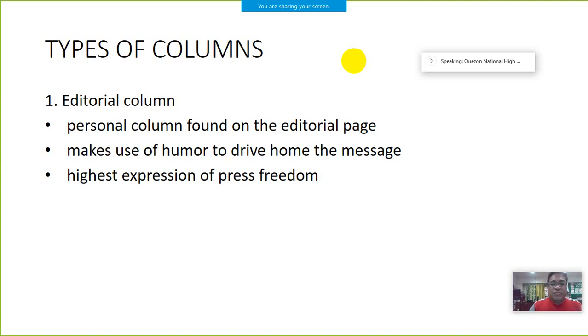So the editorial column is the highest expression of press freedom. Why? Because it's written by a certain columnist, and that columnist can deliver what is in his or her mind, provided that it follows the concept of responsible reporting.